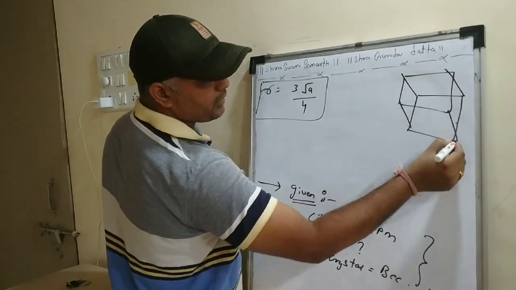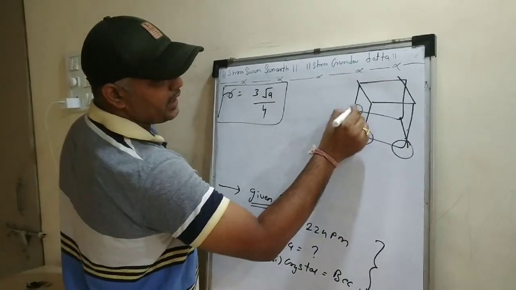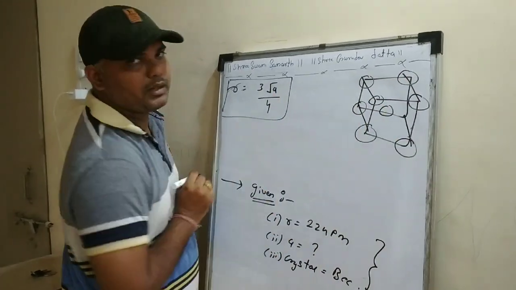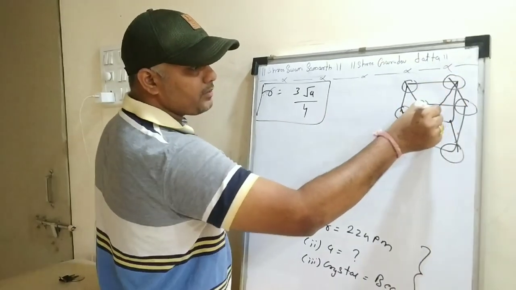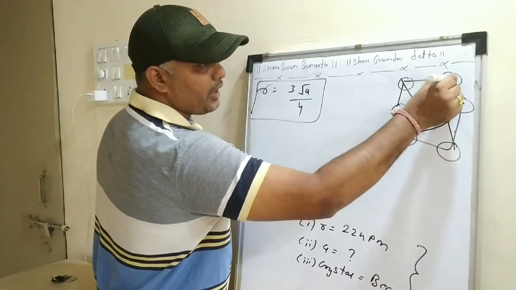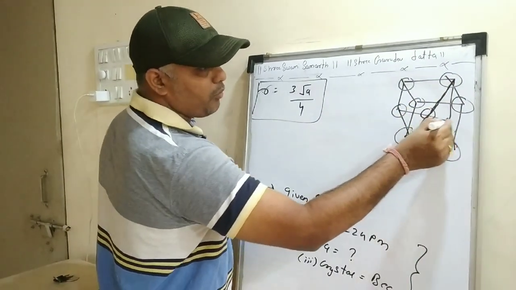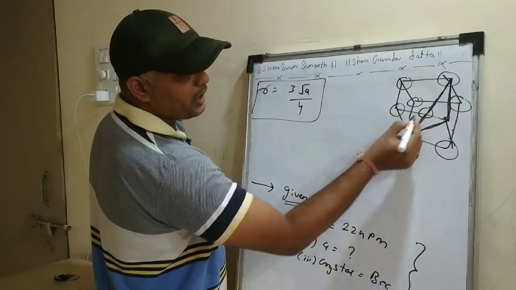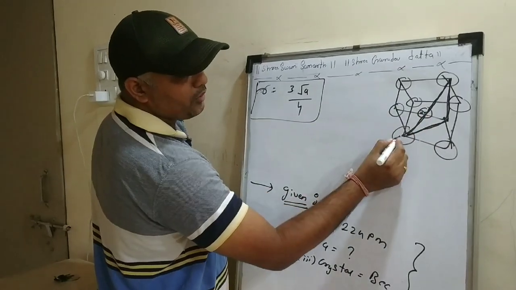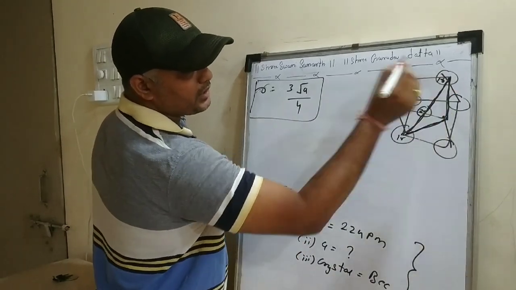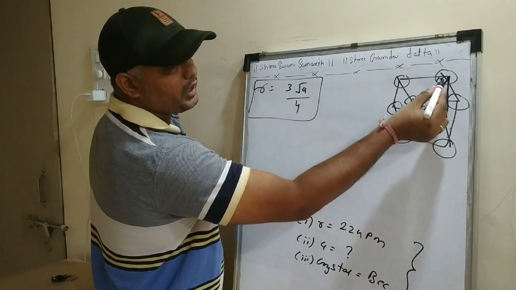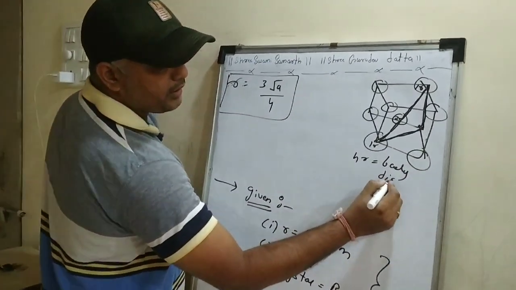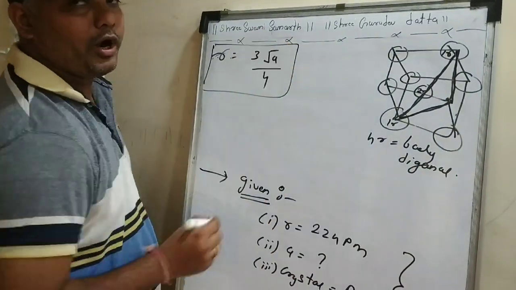See, these are our constituent particles, right? Constituent particles at the corners, one in the middle in the body centered. So this becomes your body diagonal. Are you able to identify? This is a body diagonal. So how many radii are present? One here, 2 radii here, 1 radius here and 1 radius here. That means 2 plus 1 is 3, plus 1 is 4. So 4R is equal to body diagonal.